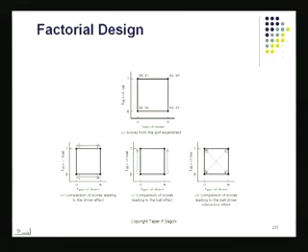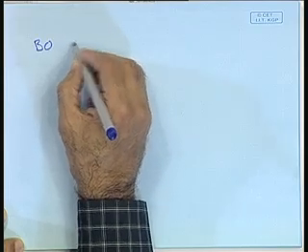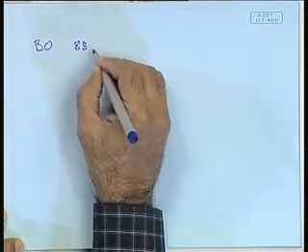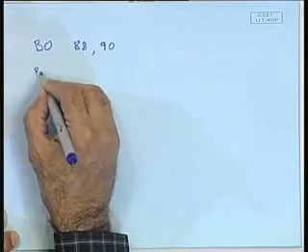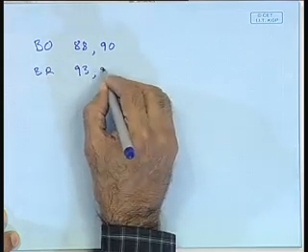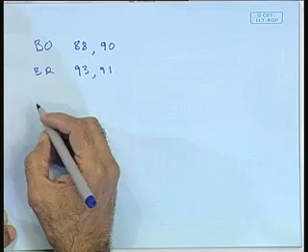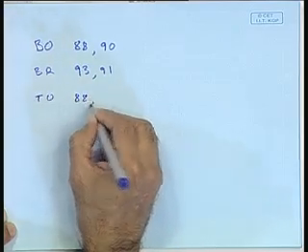I've recorded my scores here, and I'm going to write them down. So I have here, for the BO combination, my scores are 88 and 90. For the BR combination, my scores are 93 and 91. And for the TO combination, my scores are 88 and 91.